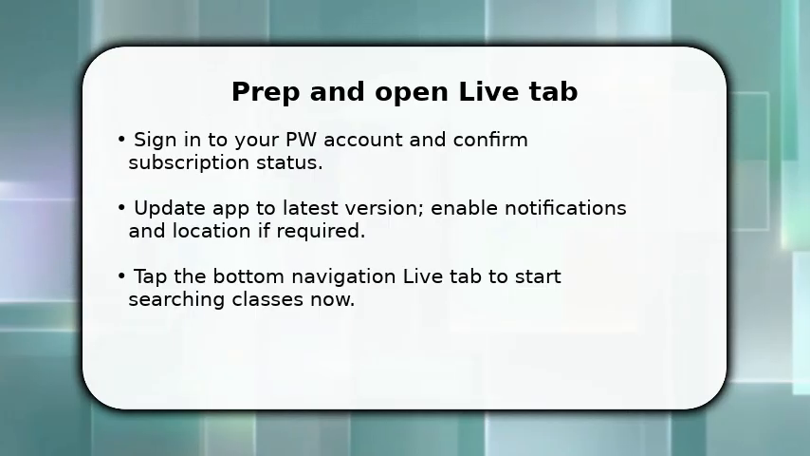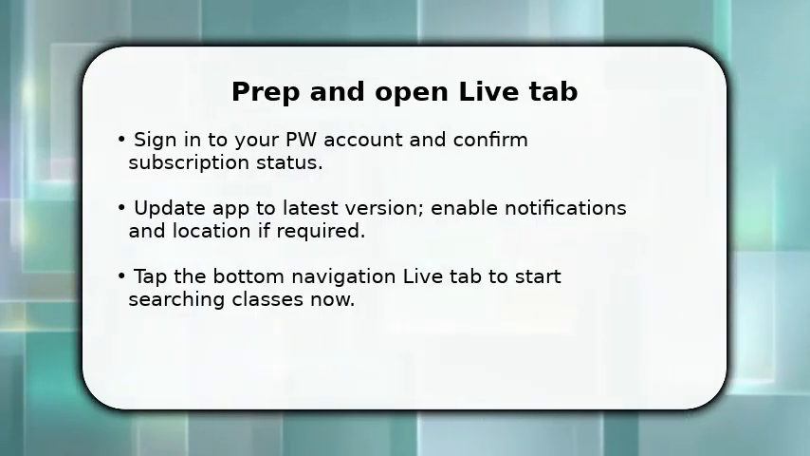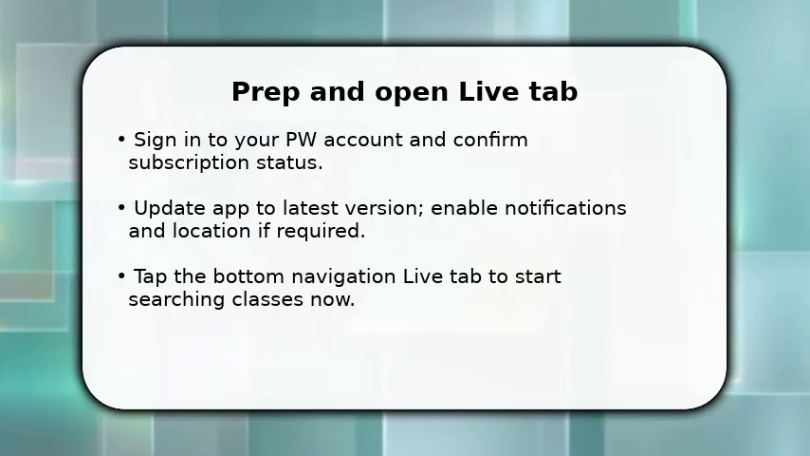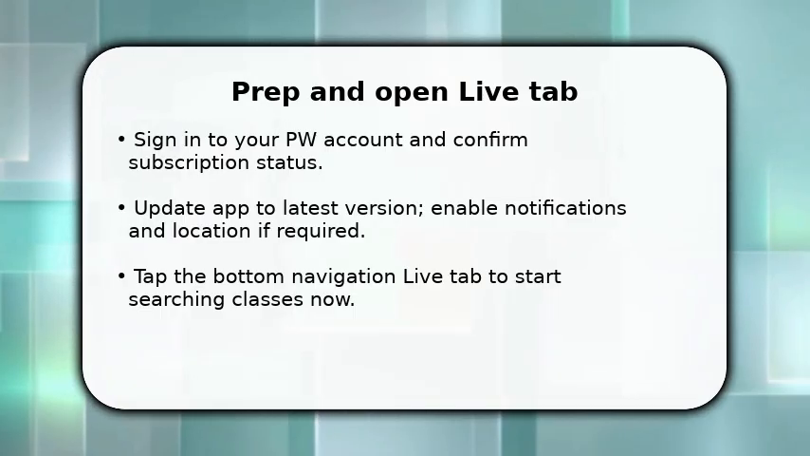You'll start by opening the PW app and signing in. Make sure your account and subscription are active. Once done, update the app if prompted and enable notifications so class alerts arrive.